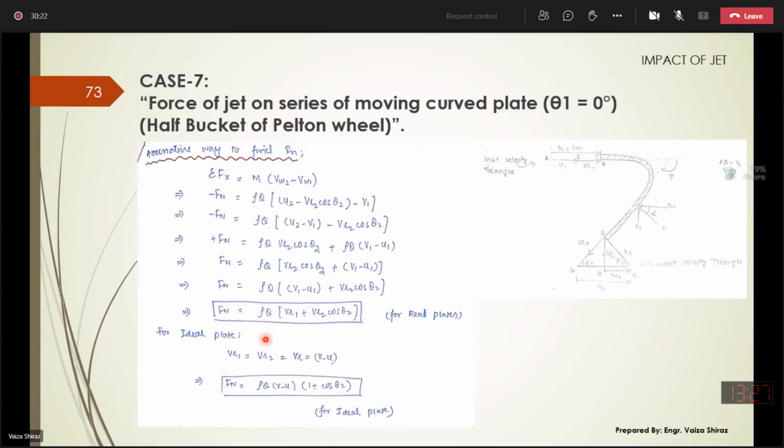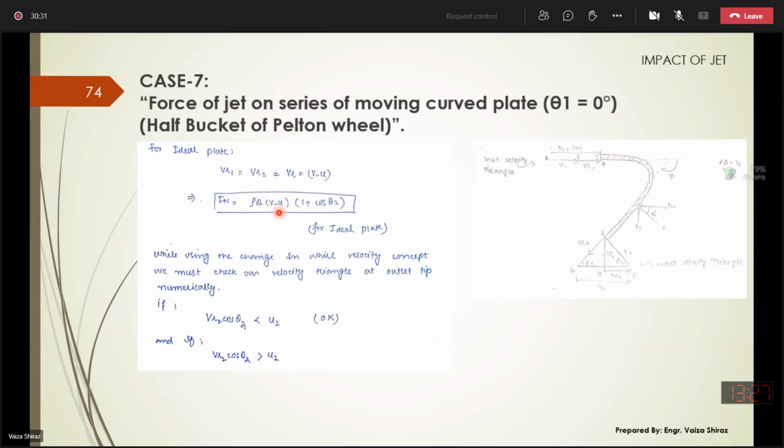This is for the real case. For the ideal, you can consider that VR1 and VR2 both are equal. So Fn is rho Q (V minus U) or VR into (1 plus cos of theta 2). Okay.